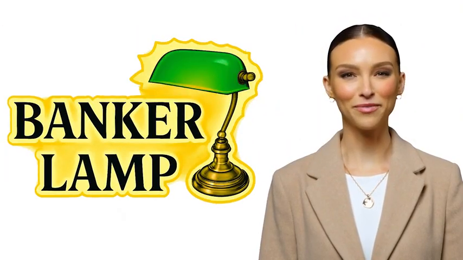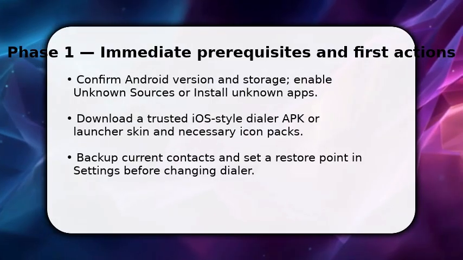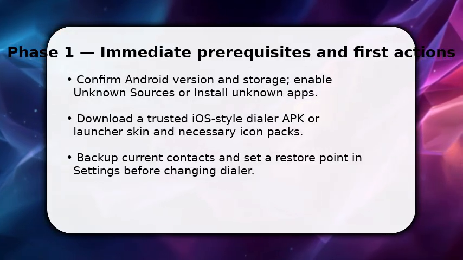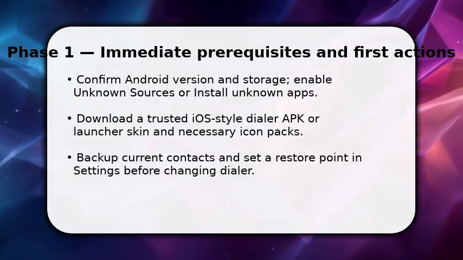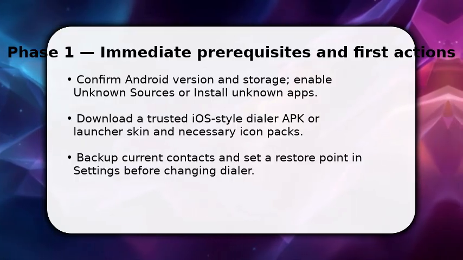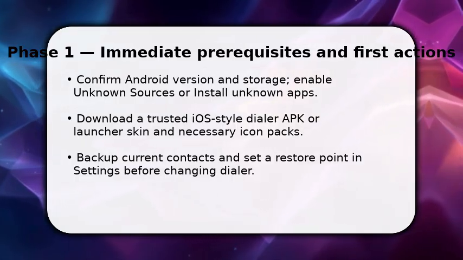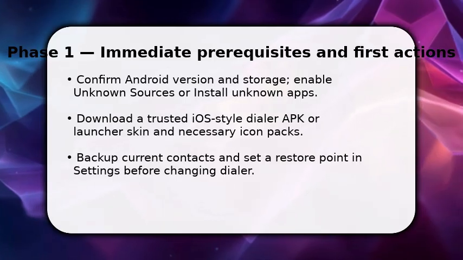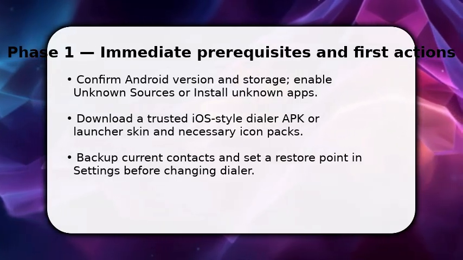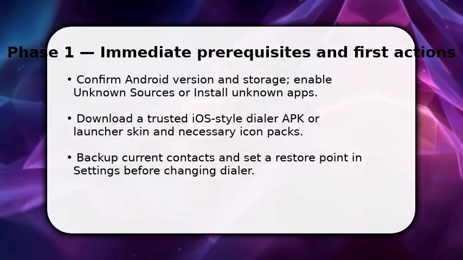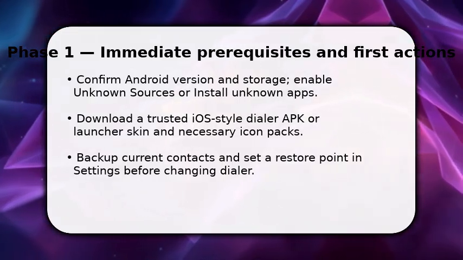Please enjoy the video. You start by checking your Android version and freeing space. This avoids install errors. Next, enable Install Unknown Apps for your browser or file manager. This permits APK installs. After that, download the iOS Style Dialer APK and Matching Icon Pack, making sure signatures match.